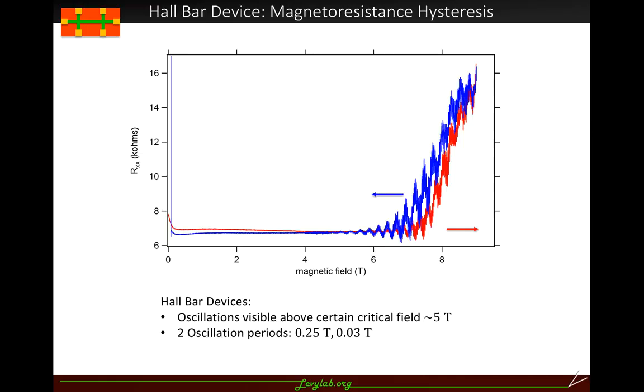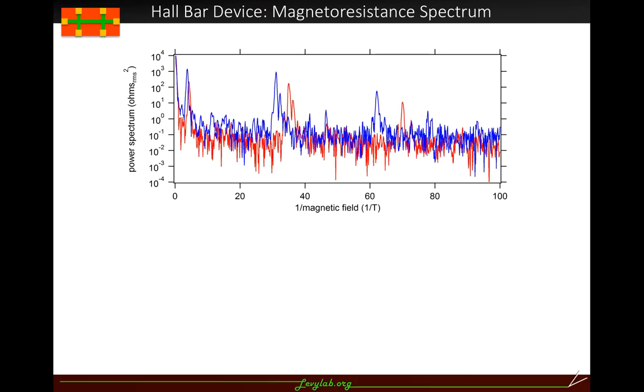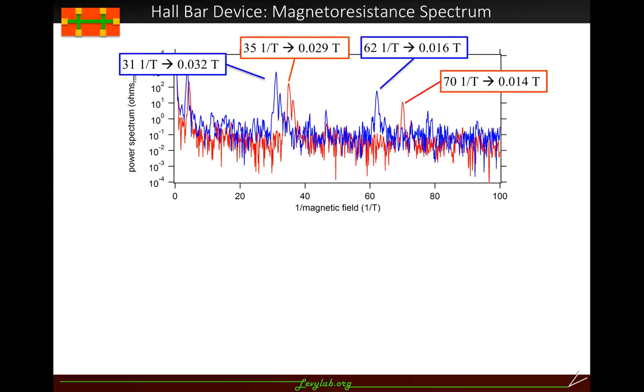We can reverse the direction of the magnetic field. You see a shift in the profile of the field. If we zoom in, it's not quite visible here, but there's also a shift in oscillation period. We can see this by looking at a power spectrum, a Fourier transform of the magnetoresistance. There are many peaks here, and I'm going to focus on 4. The forward sweeps are in red. We have 0.029 Tesla, and 0.014 in the reverse direction.